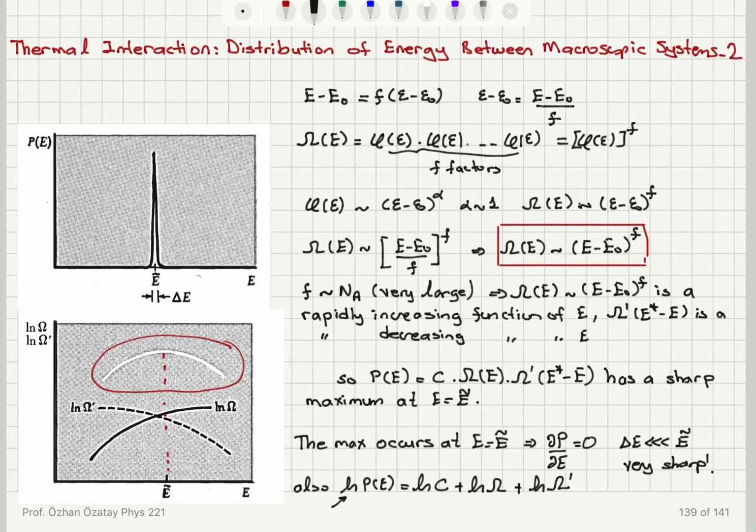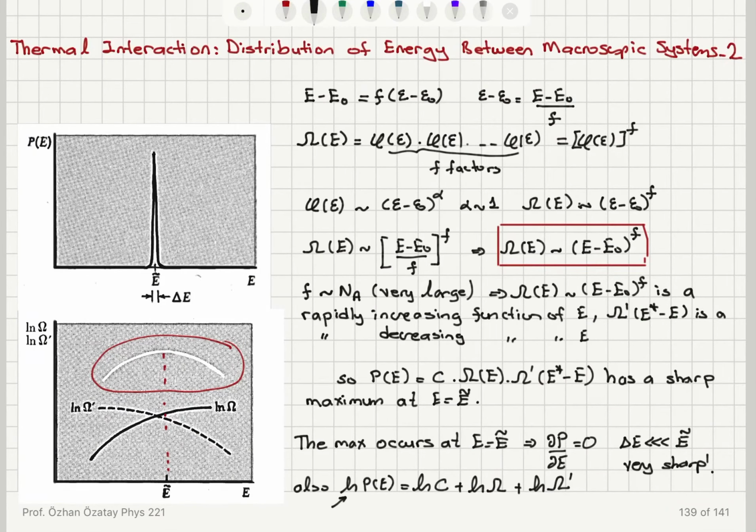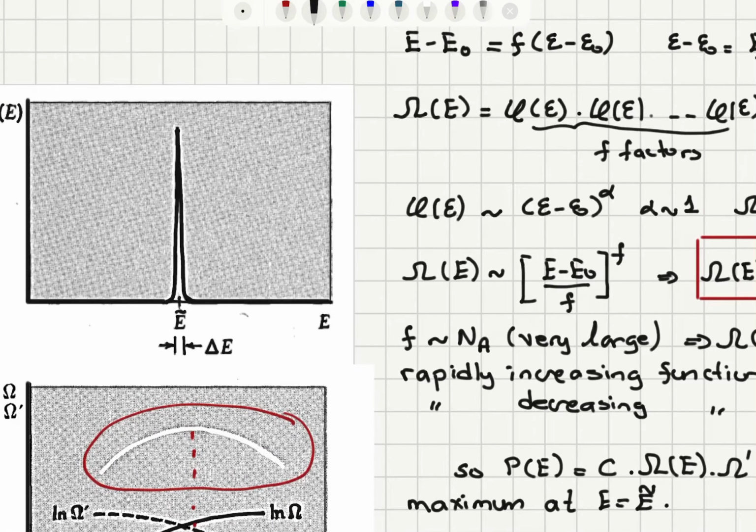So the probability of system A having an energy E to E plus delta E, we have found in our previous discussion to be a constant times the number of accessible states to system A for energies in the range E to E plus delta E, with the number of accessible states to system A prime with energies in the range E star minus E plus delta E. So the product of two functions, one rapidly increasing with energy, one rapidly decreasing with energy, gives you a very sharp maximum at a certain point E tilde with a very small width delta E.